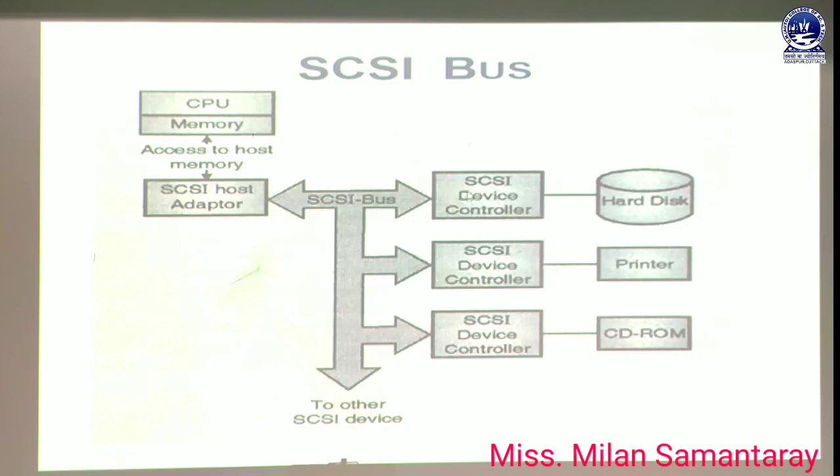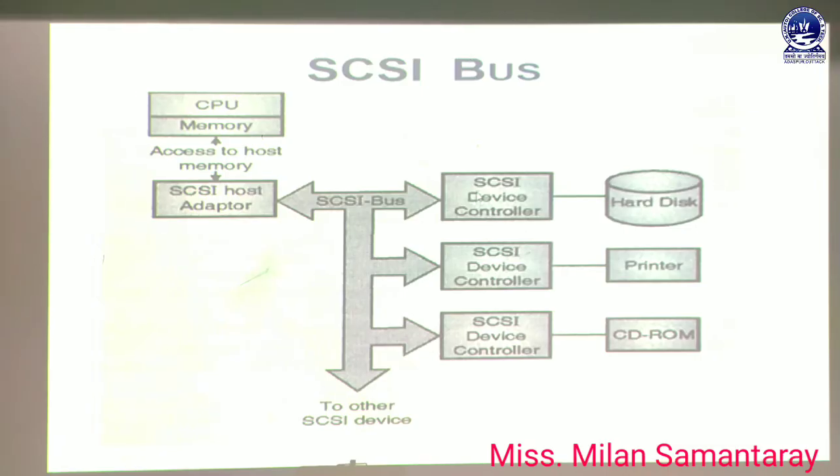A device controller must be present in every bus architecture. In the USB bus there is a USB controller, in the PCI there is a PCI bus controller, and also in the SCSI bus there is a SCSI device controller. Each SCSI device controller is connected to different peripheral devices. This controller is connected to the hard disk, the next one is connected to the printers, and the next one is our CD-ROM, like this.